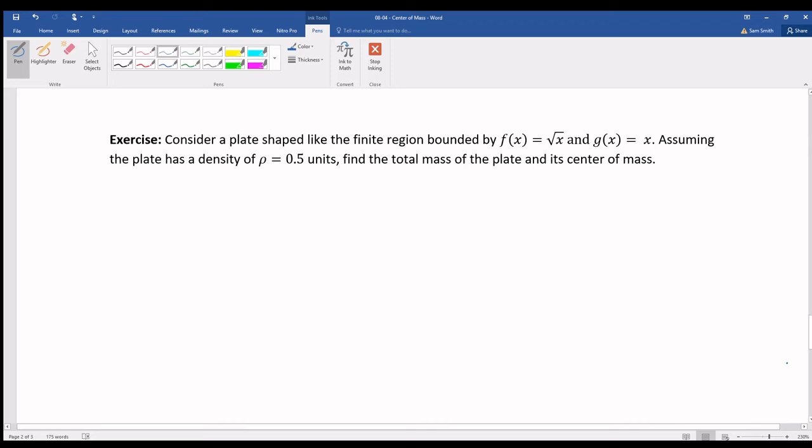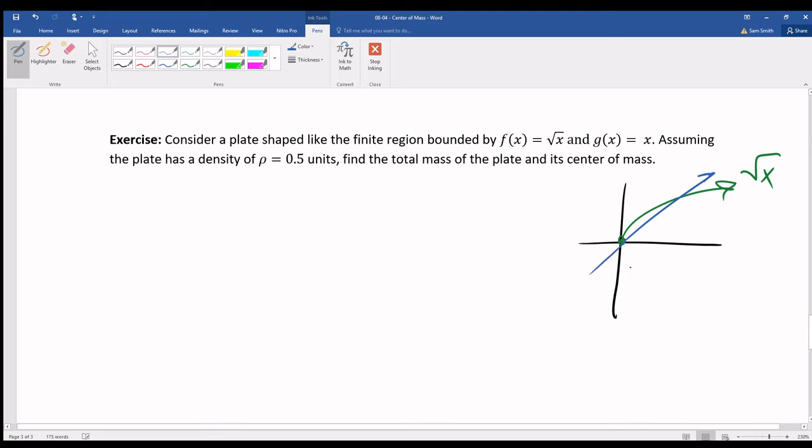So let's go ahead and apply that to the following exercise. Consider a plate shaped like the finite region bounded by f of x equals square root of x and g of x equals x. So f of x equals square root of x looks like this.